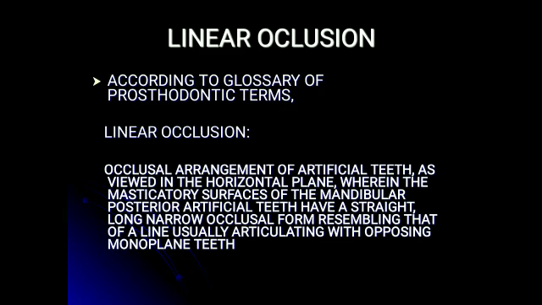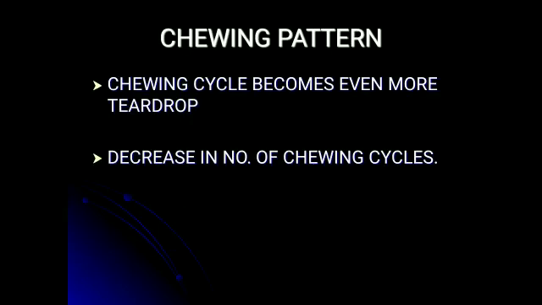Linear occlusion, according to the Glossary of Prosthodontic Terms, is the occlusal arrangement of artificial teeth as viewed in the horizontal plane. The masticatory surfaces of the mandibular posterior artificial teeth are straight, long, and narrow, resembling a line, usually articulating with opposing monoplane teeth. Chewing pattern: the chewing cycle becomes more teardrop-shaped, with a decrease in the number of chewing cycles.